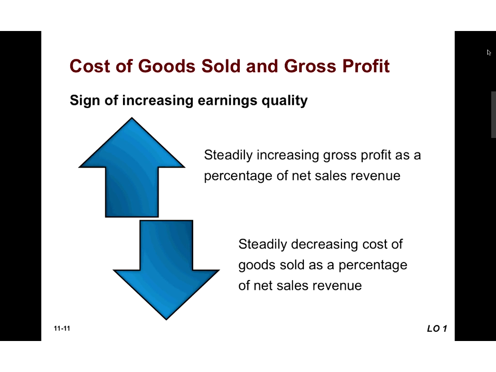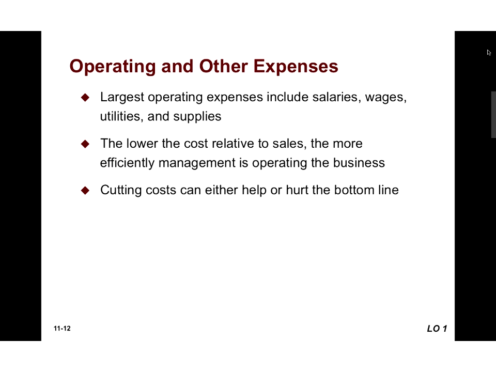Okay, so those are the two components so far of earnings quality: that the company is using proper revenue recognition, and the gross profit and cost of goods sold trends. Then the next component is operating and other expenses. You want these operating expenses and other expenses to be relatively low compared to sales.